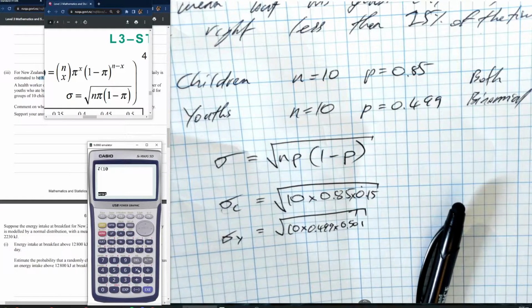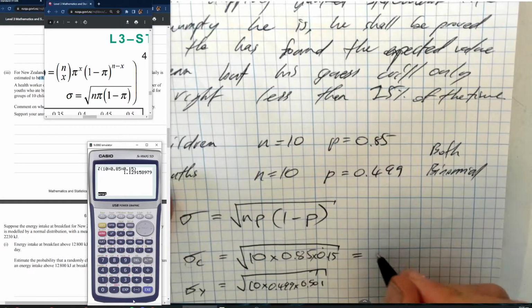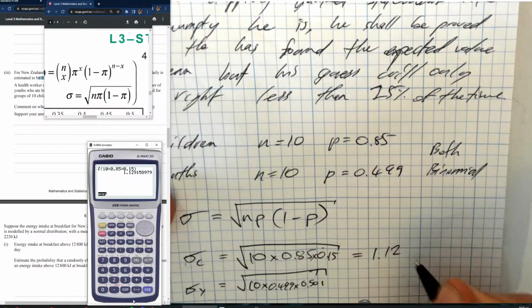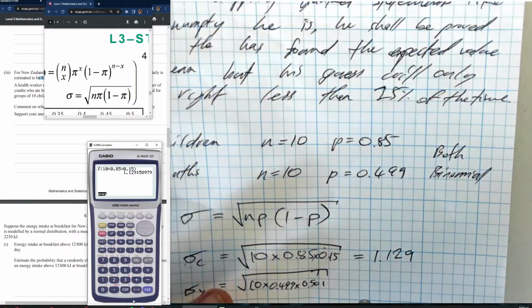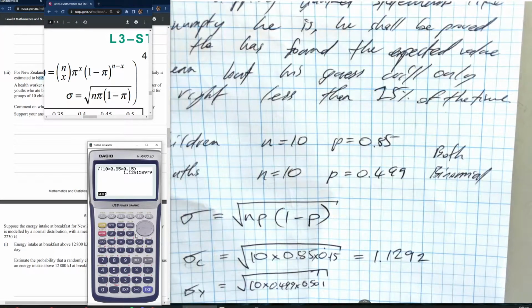10 times 0.85 times 0.15, and so the standard deviation of children is 1.129. So I may as well stick to 4dp. You honestly will get away with 3dp. I don't know why I do 4dp.